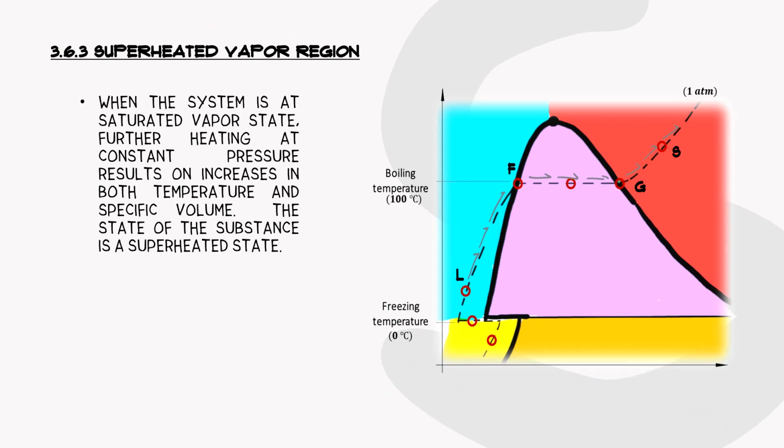So let's say we are now at this saturated vapor point, and further heating will cause the temperature to change. As you see here, there's going to be a change in temperature, and the state of the substance is going to be superheated. This is called superheated steam. So that is now the superheated state, which is already beyond the saturation curve.